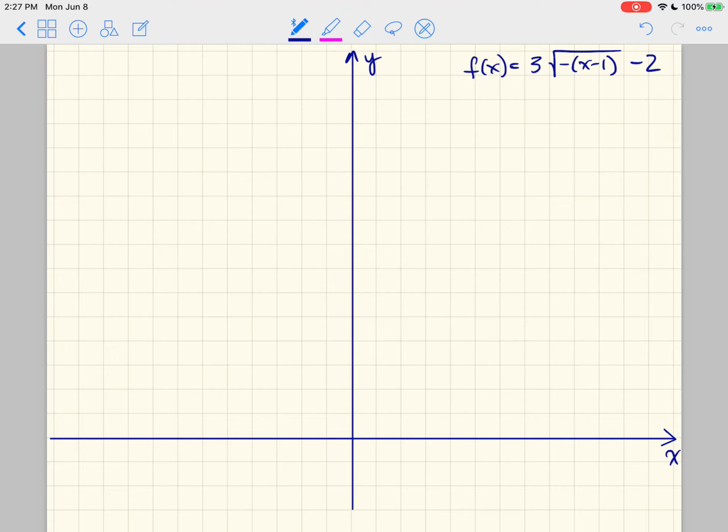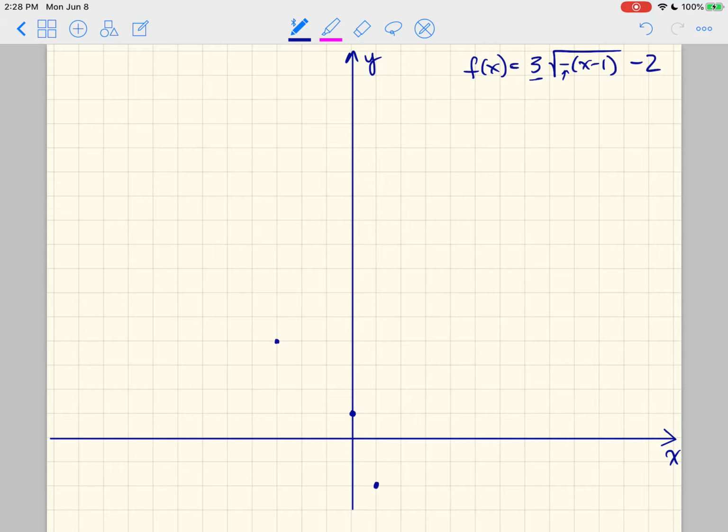So normally the square root of x starts at 0, 0. This is going to start 1 to the right and 2 down from that. So this is my starting point. From here, I would normally go up 1, right 1. But because of the 3, I'm going to go up 3. And because of this negative here, instead of going to the right 1, I'm going to go to the left 1. So up 3, left 1. Up 3, left 3.